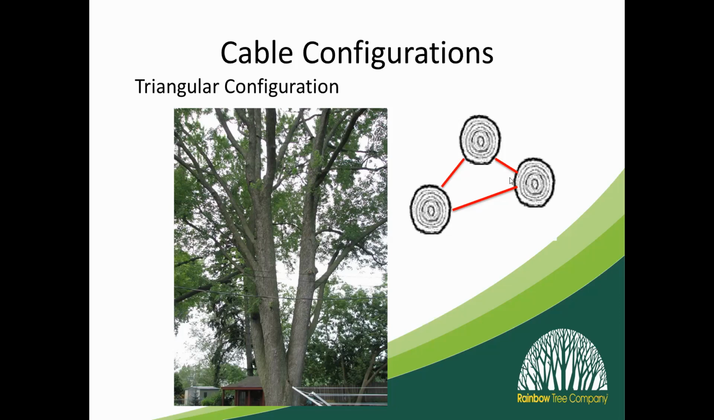And we can also use that configuration if we don't have one large enough limb. Maybe the one we're supporting is the largest codominant of the system, and then we have two smaller ones. We can now capture the two smaller ones, be it direct or combining the third cable in there, to support the whole system.